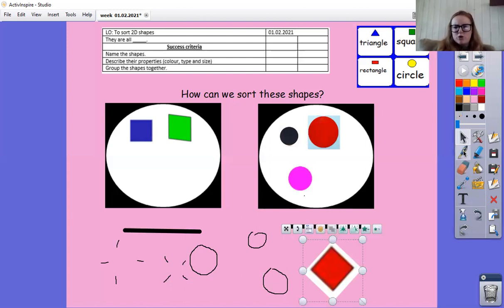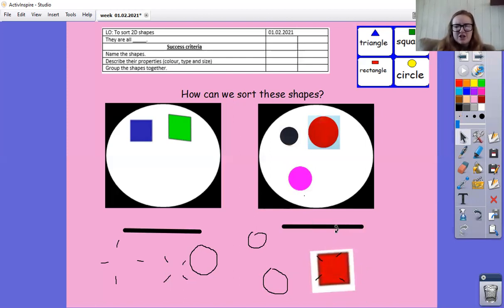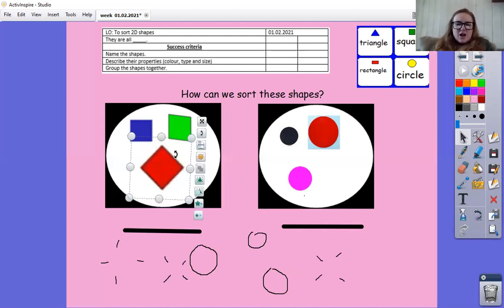Last shape. Oh, tricky one again. So it's got 1, 2, 3, 4 straight sides, and they are all the same length. Look at them, they're all the same length. So what shape is this? Well, let's try rotating it, see if we recognise it. When we rotate this shape flat, it is a square. So I'm going to put this in here. So a square does not have to be always rotated the same way. It can be rotated on its side and it's still a square because we know it still has 4 straight equal sides.